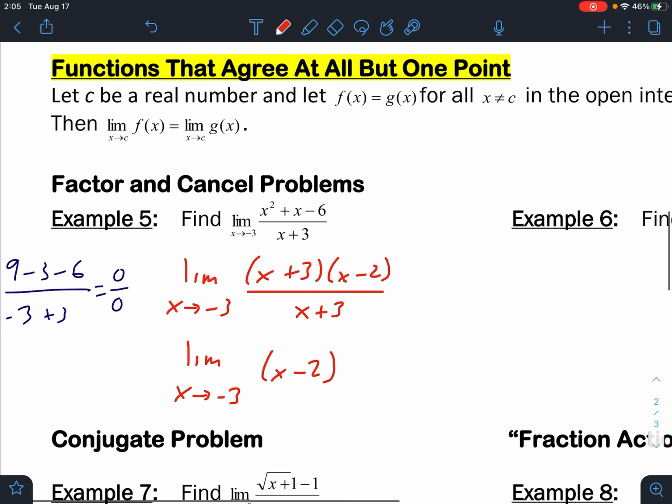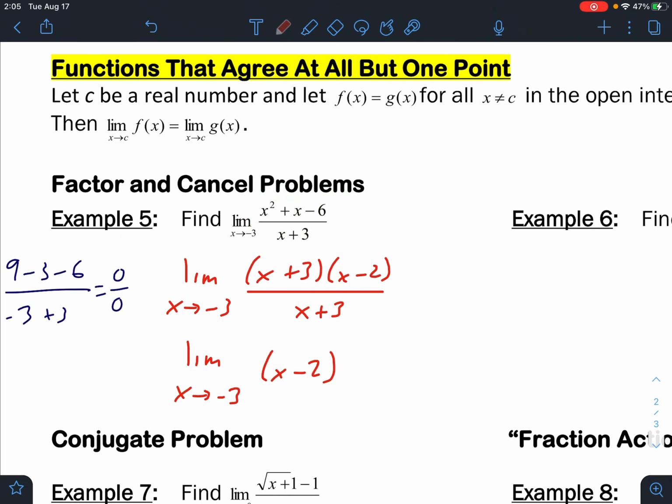Okay, what this up here is saying is that this function and this function are the same function everywhere except at x equals -3. The only difference is at x equals -3, this one has a hole. This one does not. So wherever the y value is for this one, that is where the hole in this one would be, and therefore that is where our limit would be.